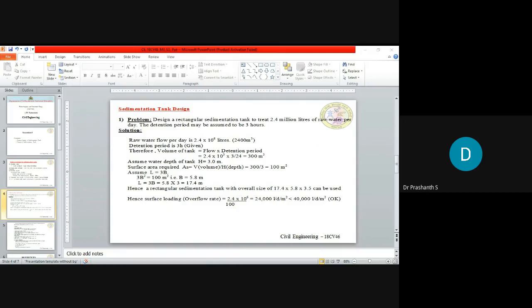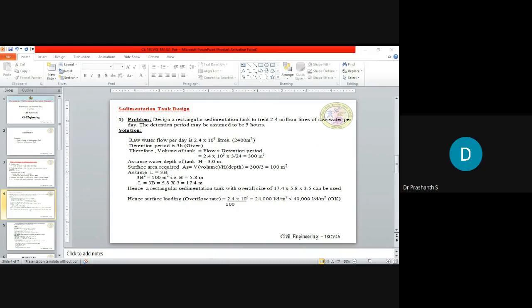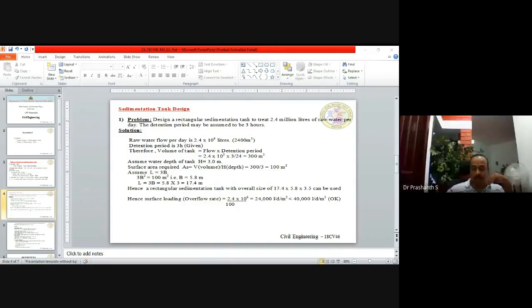Let us check for surface loading rate. So overflow rate is 2.4 into 10 to the power 6 divided by surface area 100. You get 24,000 liter per day per meter square, which is less than 40 lakh liter per day per meter square. So the design is okay.